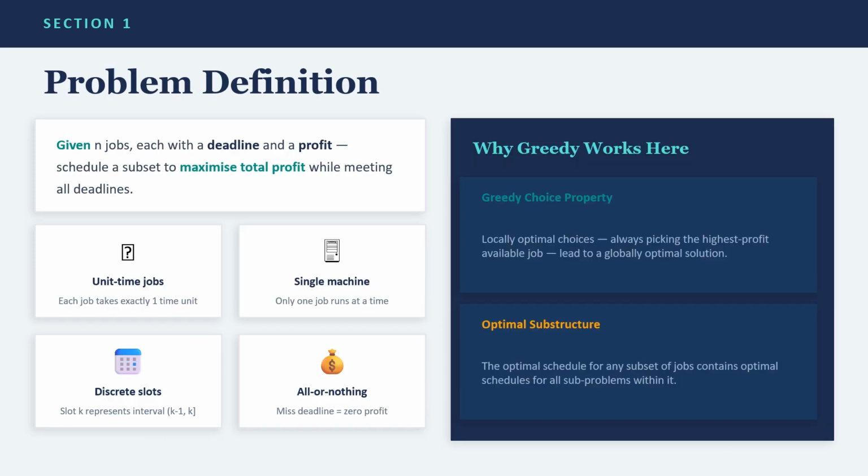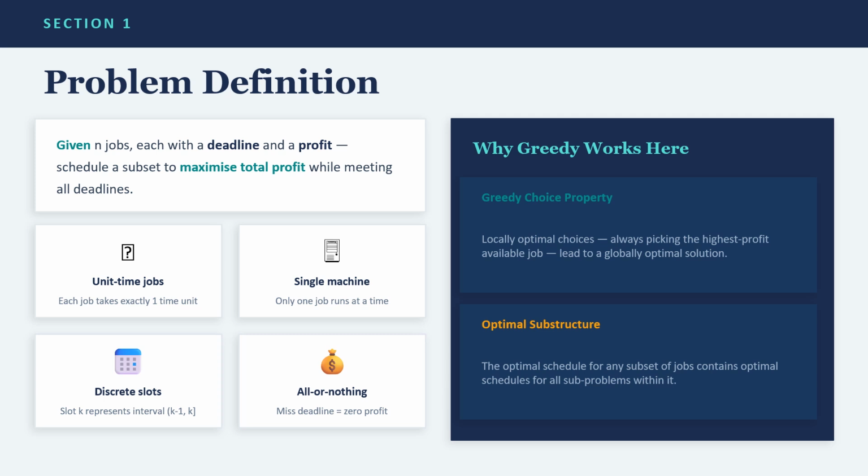Let's define the problem precisely. You're given n jobs. Each job has 2 attributes, a deadline and a profit. Your goal is to select and sequence a subset of those jobs to maximize the total profit, subject to 4 hard constraints. Constraint 1. Every job takes exactly 1 unit of time. No job is longer or shorter than any other.